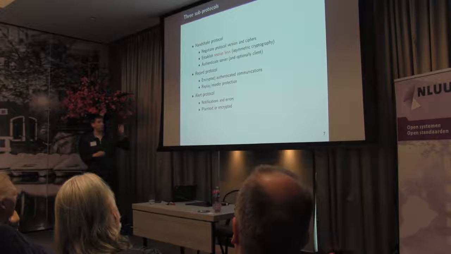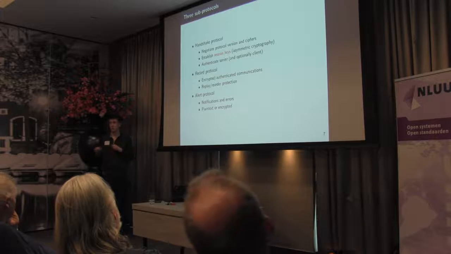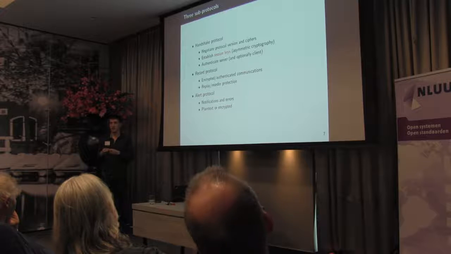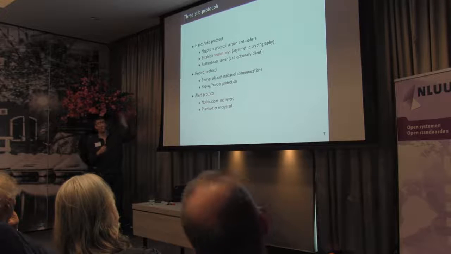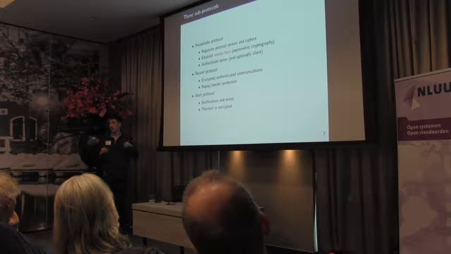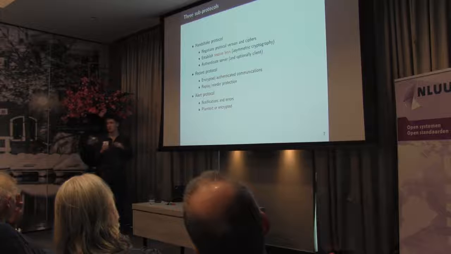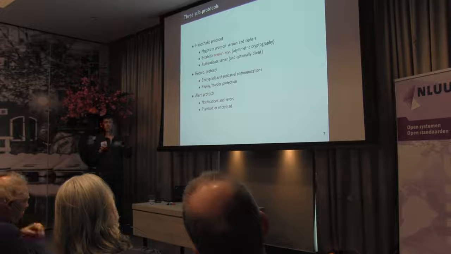And finally, there's also the alert protocol, and that's used for notifications and error messages. They could be sent both during the handshake phase and the record phase. When an error occurs before any keys have been negotiated, the alert messages are plainly readable, and after keys have been exchanged, the alert messages become encrypted themselves.